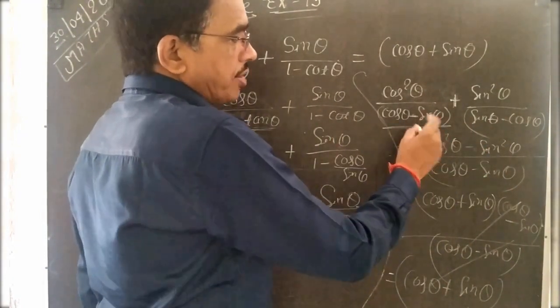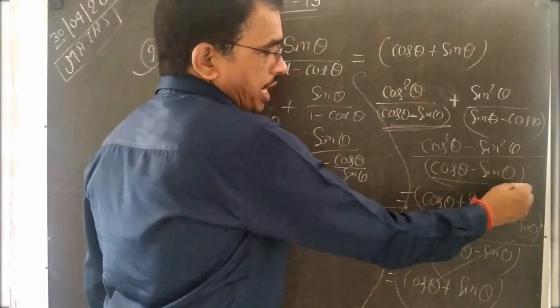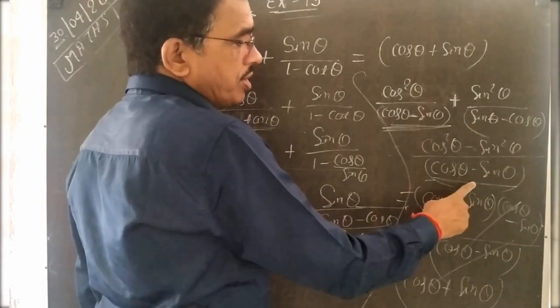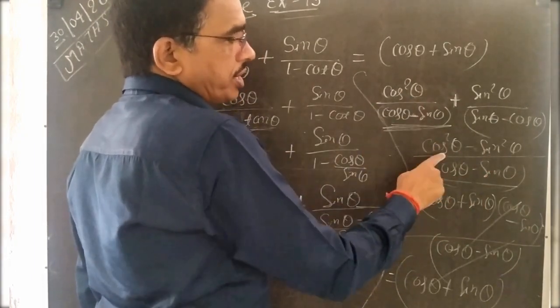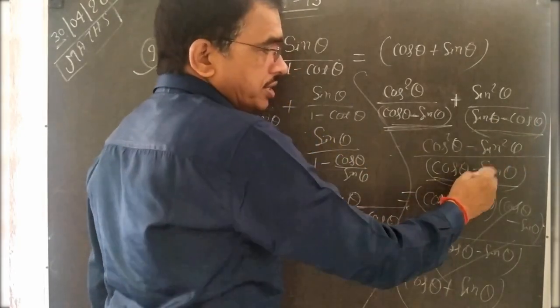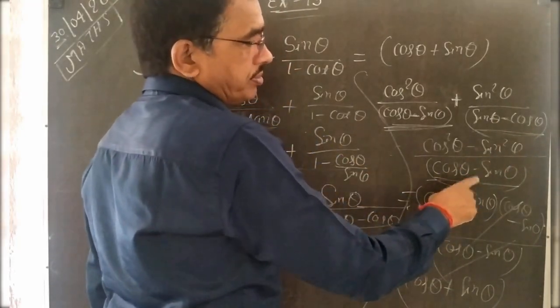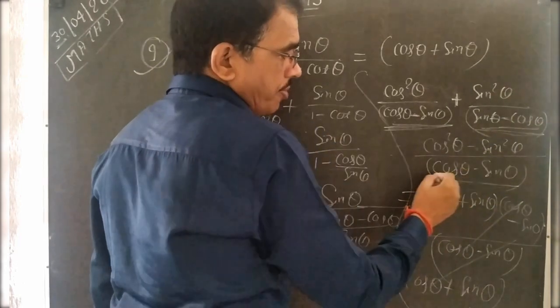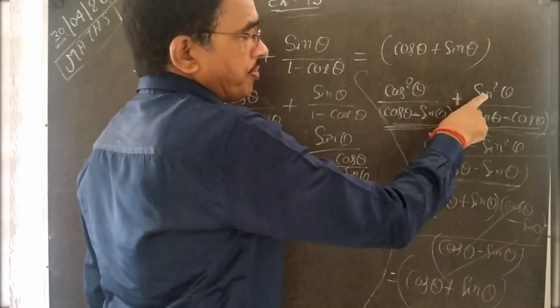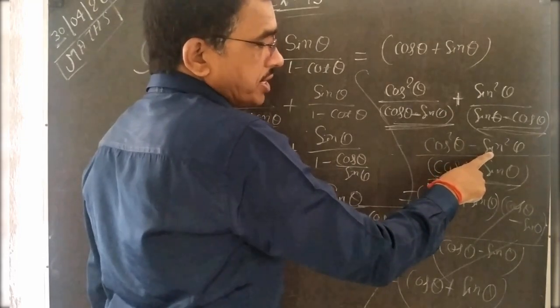So you take LCM only one place. So I take LCM cos minus sin. When cos minus sin divide, then you get 1, and 1 into cos square, that is cos square. And this is sin minus cos. You divide this, then you get minus 1. When sin minus cos divide cos minus sin, then you get minus 1. And this minus 1 multiply by sin square, then you get minus sin square.